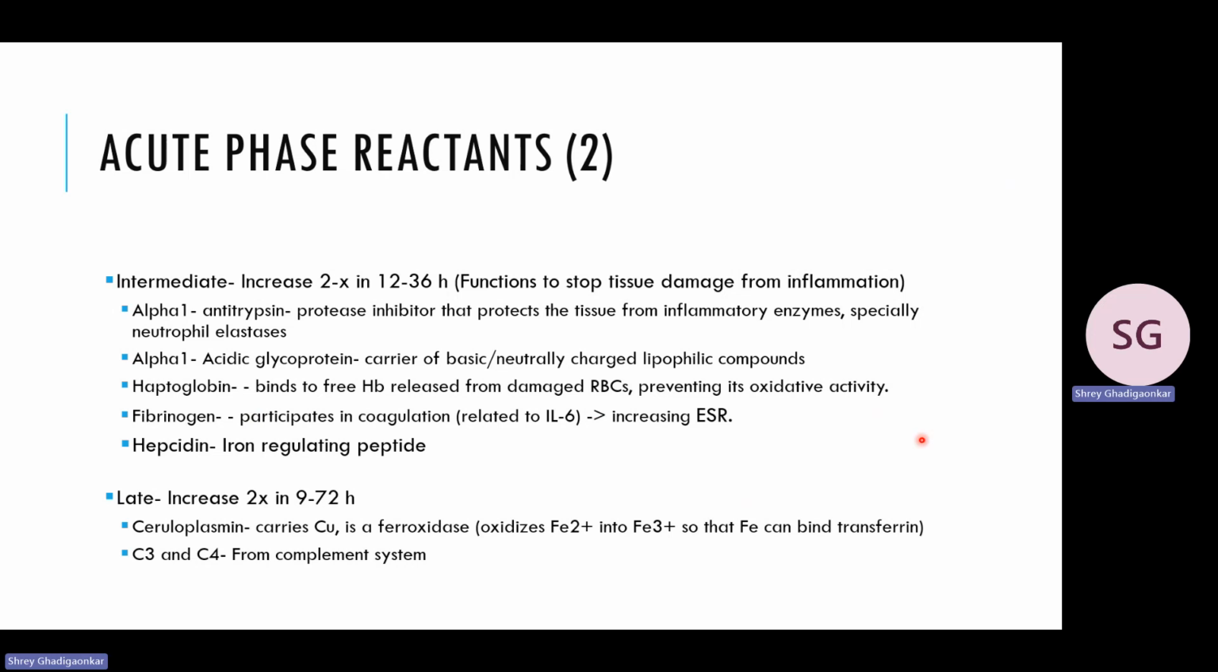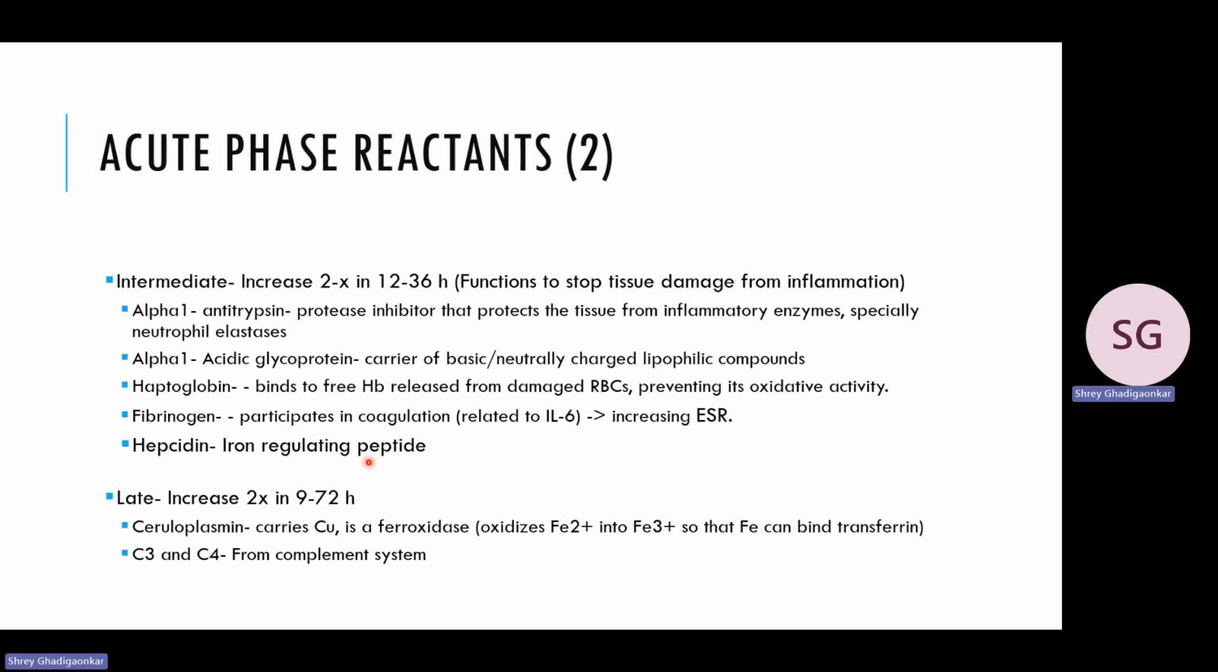You have fibrinogen, which, as you know, participates in coagulation, and hepcidin, which is another important one, which regulates iron levels in the body, specifically in periods of chronic inflammation. Hepcidin levels are pretty high. As a result, people may develop what is known as anemia of chronic disease.